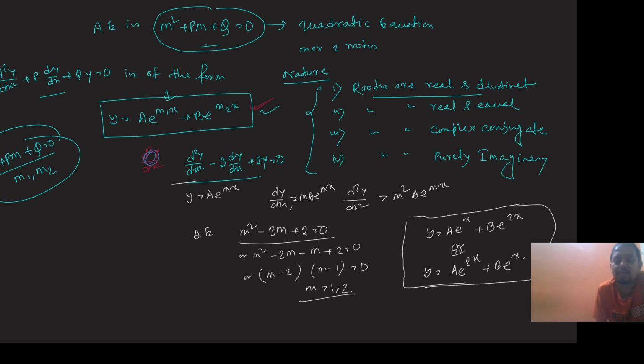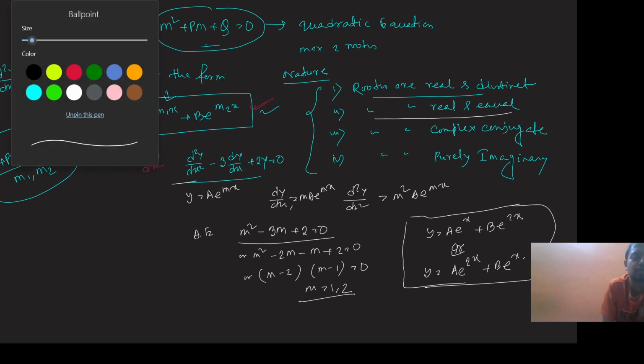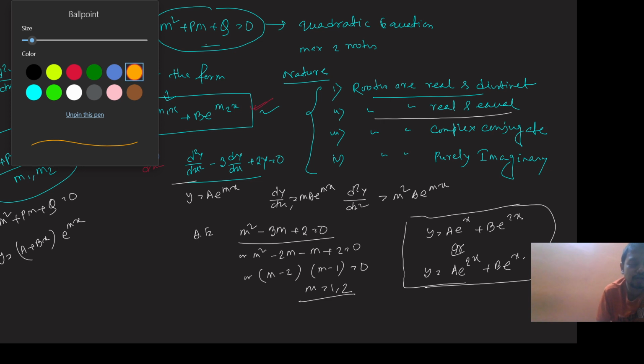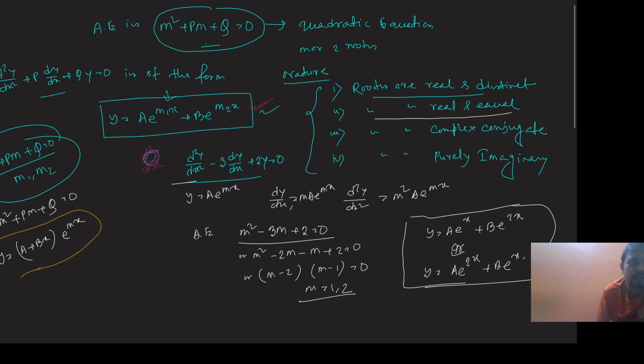And next, if the roots are real and equal, then what is the solution type? If the roots are real and equal, that means if we solve the equation m squared plus pm plus q is equal to 0 and the roots are repeated, in that case the solution is of the form y is equal to (a plus bx) e to the power mx. That means here we will check y is equal to (a plus bx) e to the power mx.